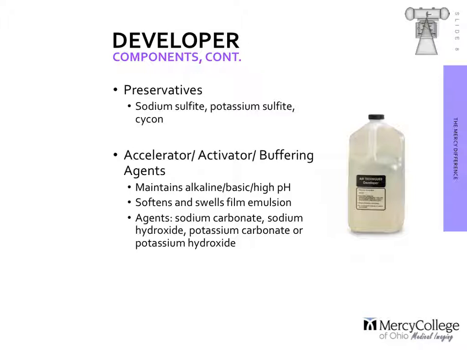But another little chemical is the activator or the accelerator, and the whole idea of this is to help increase that softening and swelling of that emulsion so those developer reducing agents can really get in there. But it also helps to maintain a relatively high pH balance for the developer. And the main agent for that is sodium carbonate.